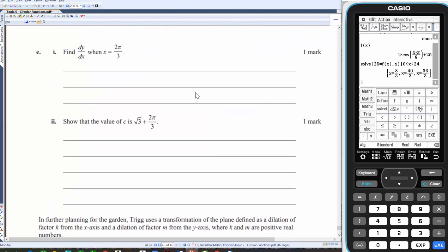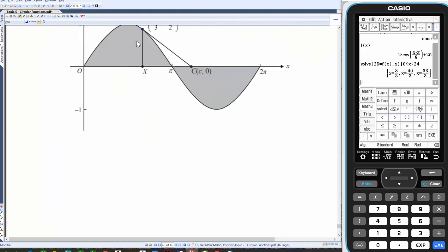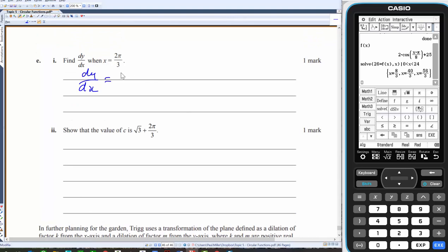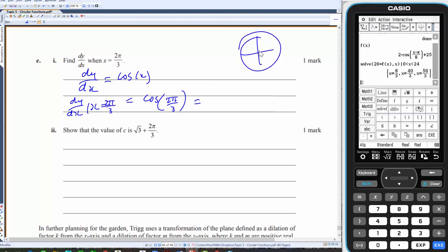All right, find dy dx when x is equal to 2 pi on 3. Okay, so dy dx in this case is equal to, the function was sine x, I believe, yes. So the derivative of sine x is cosine x. And then what we're going to do is dy dx with x is equal to 2 pi on 3. And that's equal to cosine of 2 pi on 3, which is equal to, so there's pi on 3 there, and the cosine of pi on 3 is a half. So this one here is going to be 2 pi on 3, so it's going to be negative a half. So the rate of change when x is equal to 2 pi on 3 is negative a half.